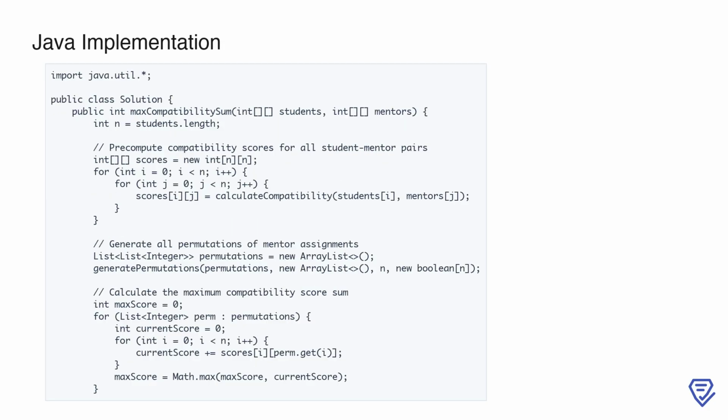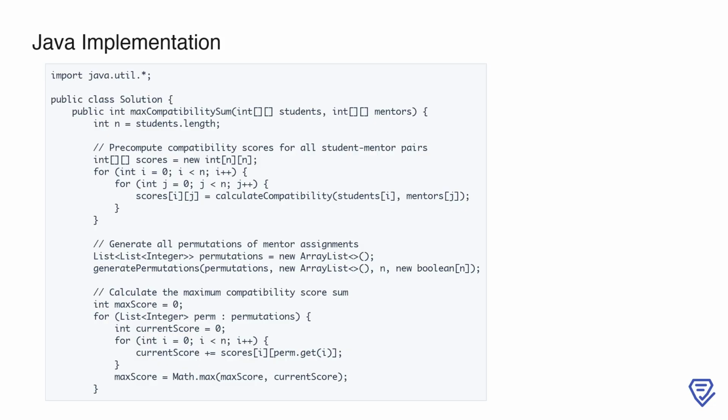Here, we start with the Java implementation of the solution by importing the necessary utilities and defining the solution class. The key method, maxCompatibilitySum, takes two 2D arrays as input, one representing students and the other representing mentors. The first step is to calculate the compatibility scores for every possible student-mentor pair. This is achieved using a nested loop, where we iterate through all students and mentors and store the scores in a 2D array called scores. Each score is determined by a helper method, calculateCompatibility, which we will explore shortly.